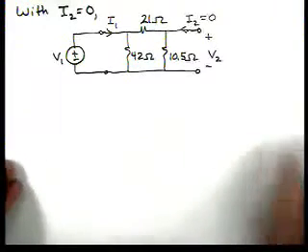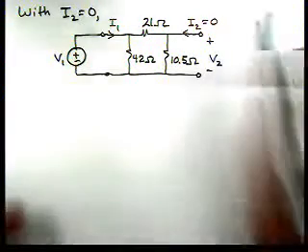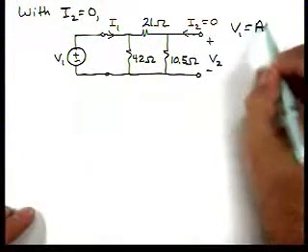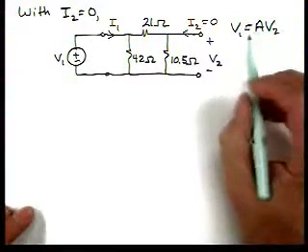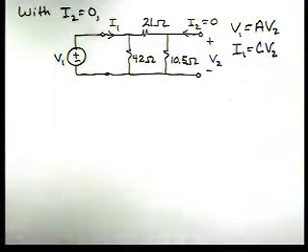And here's our circuit diagram. So you can see with I2 equal to 0 what our circuit diagram looks like. And here we'll have V1. We'll be getting V1 is equal to A V2, and I1 is equal to C times V2.